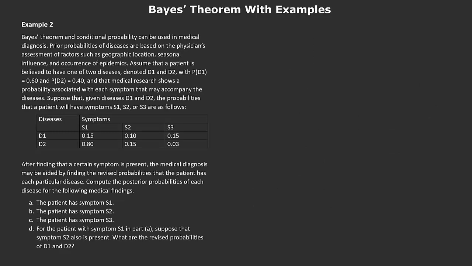Let's take a look at this second example. This example is all about the application of Bayes' theorem in the medical field. So let's solve it this way. So here we've got our table. The first thing we want to define is the events or the diseases. We have D1 and D2.